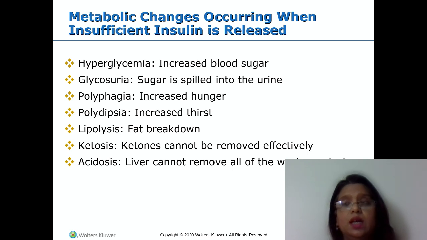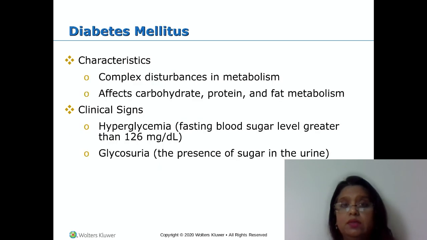And diabetes means it's a condition of high blood sugar. It is related with patients who are not producing enough insulin, or if they're producing it, their receptors are not functional. So those are 2 types of diabetes mellitus. Okay, so characteristics. It's a complex disturbance in metabolism. It affects carbohydrates, fats, and proteins, primarily carbohydrates.